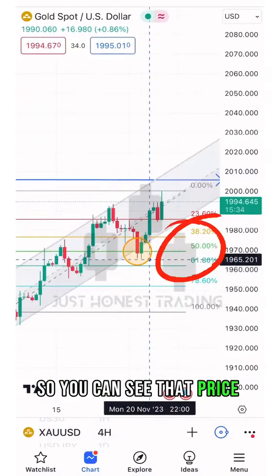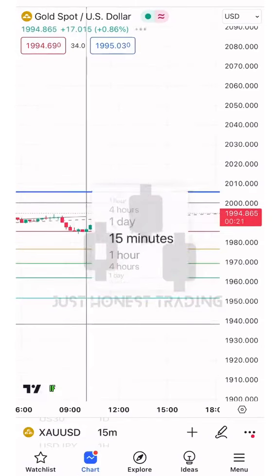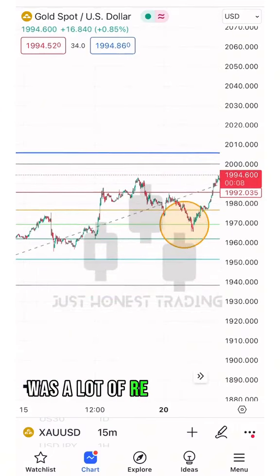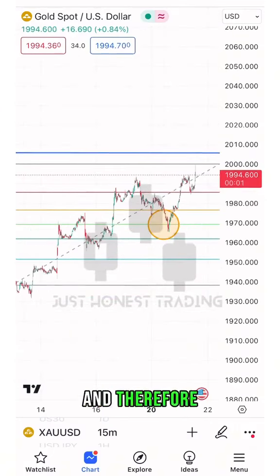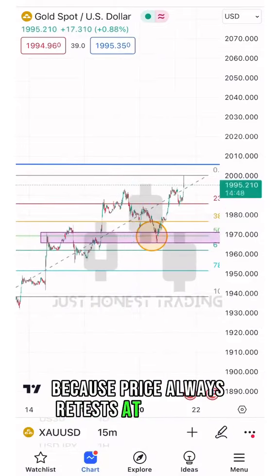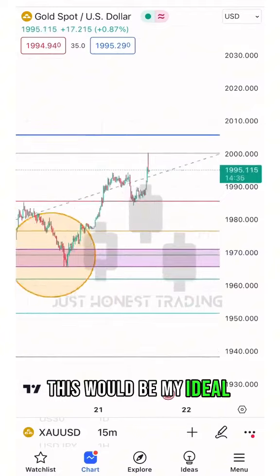So you can see that price over here went into the 50 percentile, and this area had a lot of consolidation in general. If we move on to the 15-minute chart and zoom out a little bit, you can see that there was a lot of retesting that happened at this level, and therefore I marked that as a key entry point that I'm interested in, because price always retests at this point. So when price broke through the zone and retested it, this would be my ideal buying point.